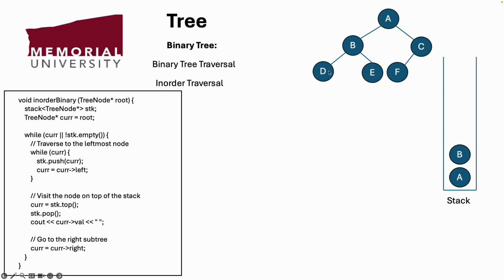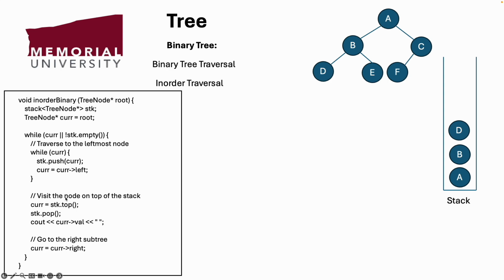So now we push node D into the stack. Then current equals current left. D is a leaf node, so it doesn't have any children. Now current points to a none pointer, so this while loop is complete. Now they go into this step here.